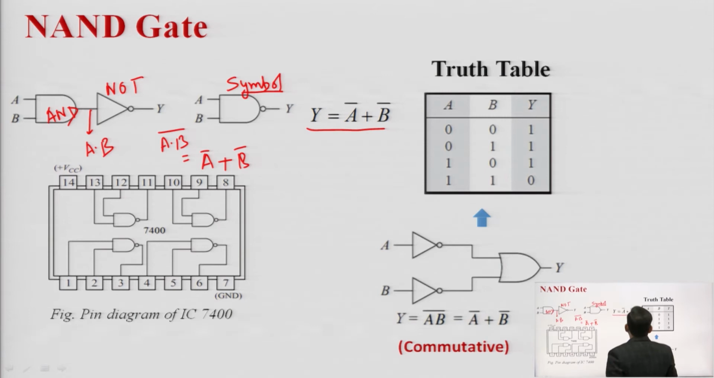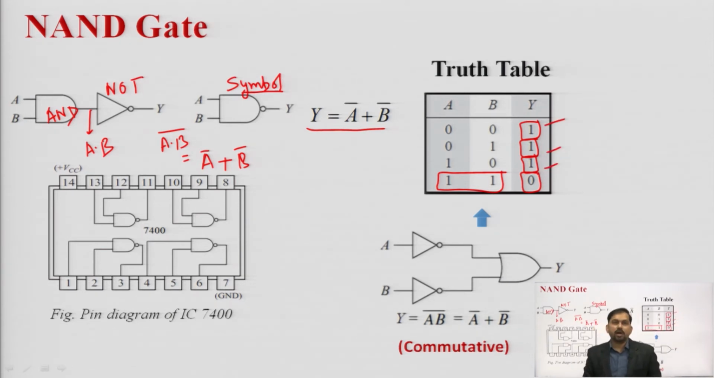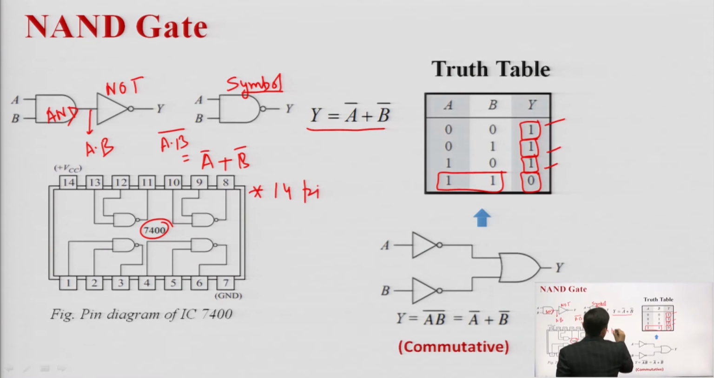Now we have the truth table. When both the inputs are 0 we have 1. If both the inputs are 1, then only the output is 0, otherwise the output will be 1 all the time. And since it is a universal logic gate, the IC number is 7400, again a 14 pin IC. So in this 14 pin IC we have 4 NAND gates.